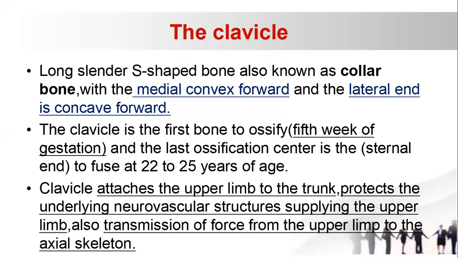The clavicle attaches the upper limb to the trunk and also protects the underlying neurovascular structures supplying the upper limb, which are the subclavian arteries and the brachial plexus. It also transmits force from the upper limb to the axial skeleton. So the clavicle is just a bone for bracing the shoulder. Those are the functions of the clavicle, as stated there.